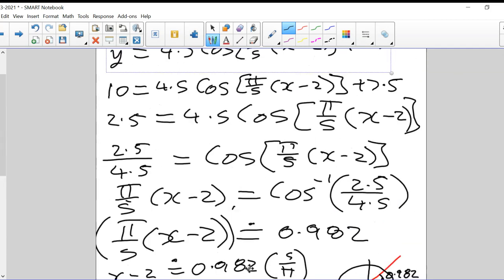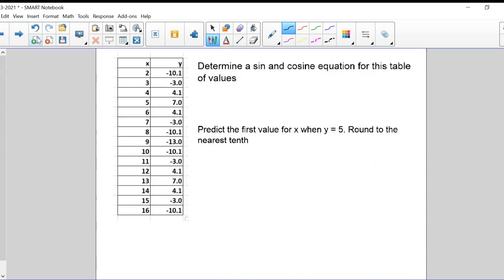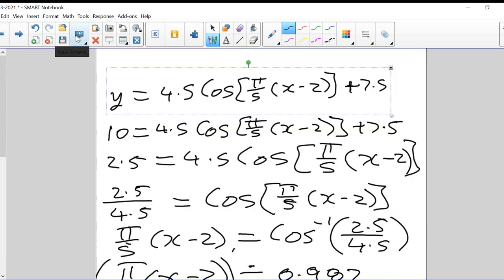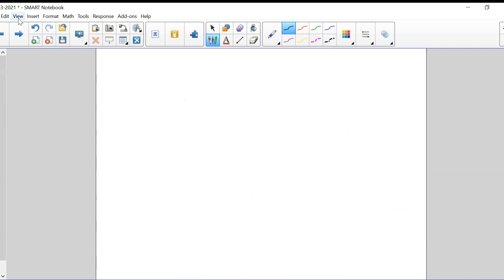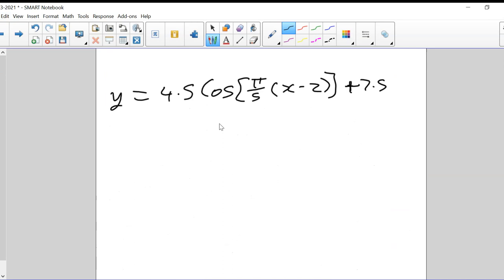So let me go and copy the equation as a sine equation, which was x plus 0.5. Oh, sorry, go back. Brand new page. We don't have to do this, but I'm just showing you that the sine function could also work as well. I'm going to erase the cosine part and put in sine, and then erase the minus 2 and put in plus 0.5.